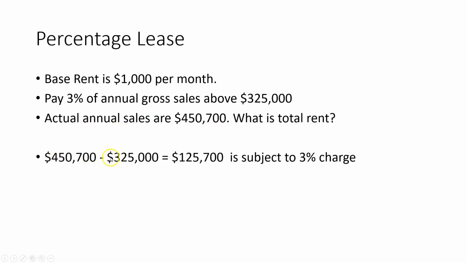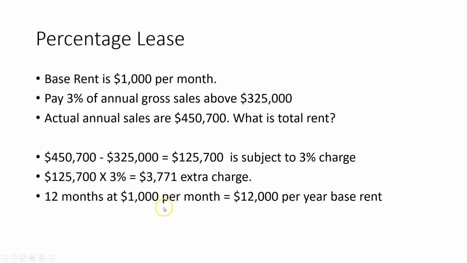So we get the 450 minus 325, which gives us 125,000, and that is subject to the 3% charge. So 3% of that is 3,771, plus of course we got the base rent of $1,000 a month, which is 12,000. Therefore the total yearly rent will be 15,771.